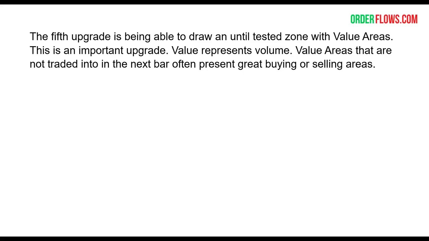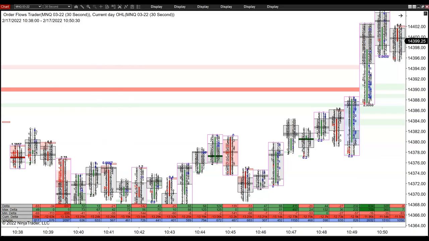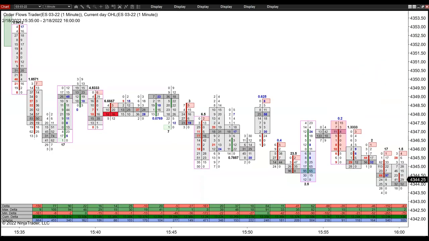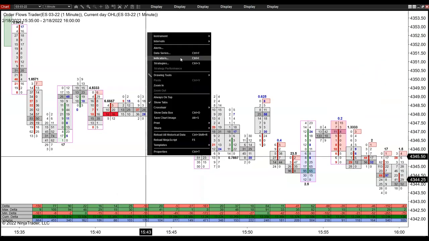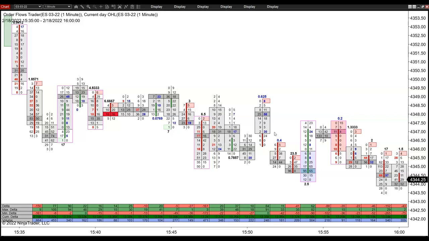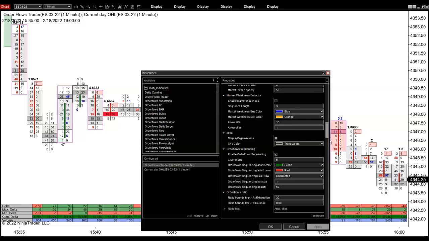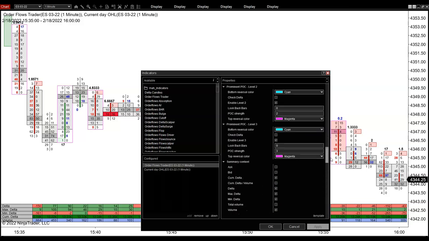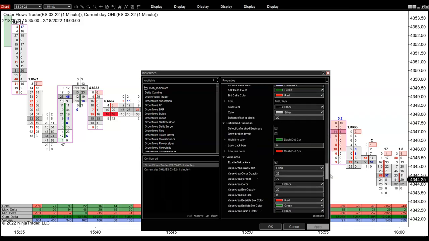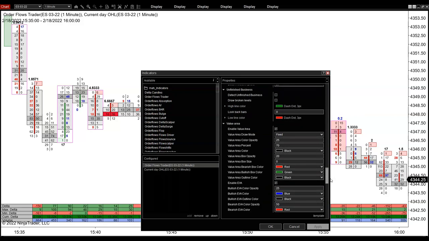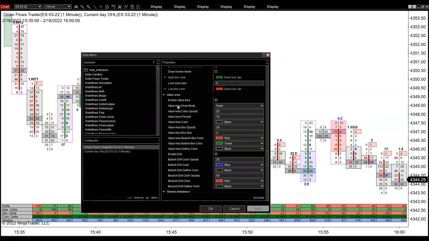So let's take a look here at the chart. What do I got? I think I got an E-mini chart here. Let me make sure I got the right chart. I sort of went through these settings to make sure they were set up so I could show you each one. Now, this setting is a little bit different. You can see here, it's turned off. It says fixed.